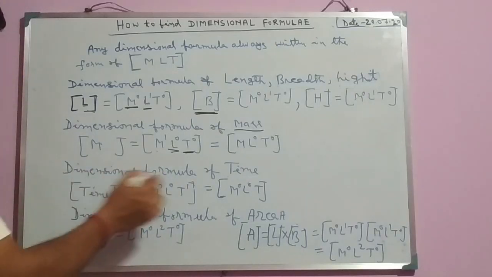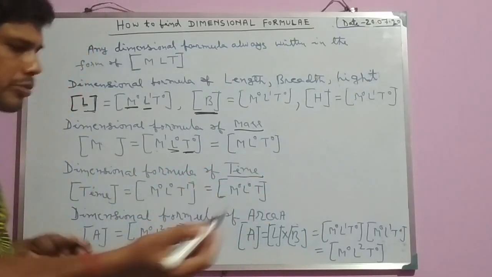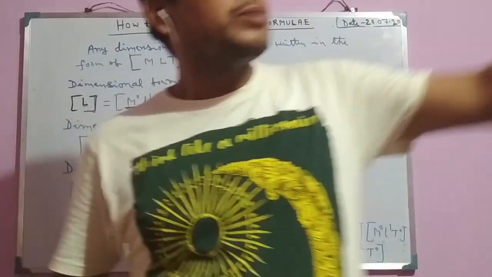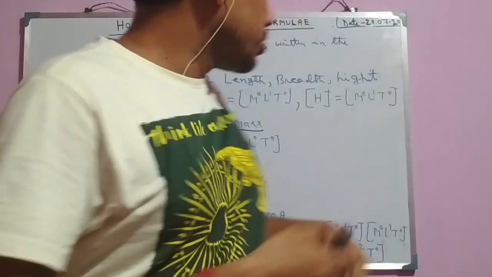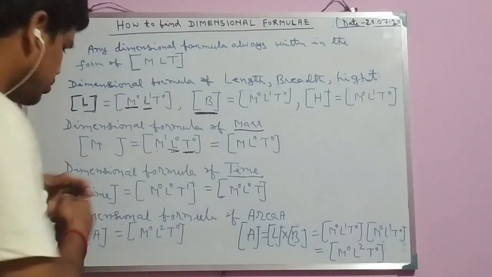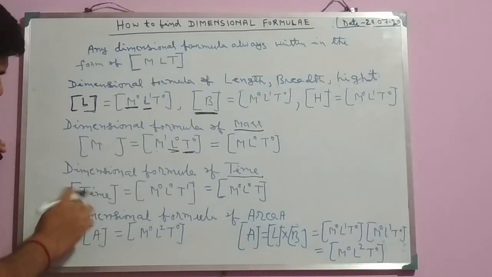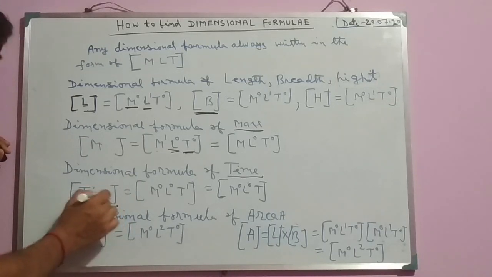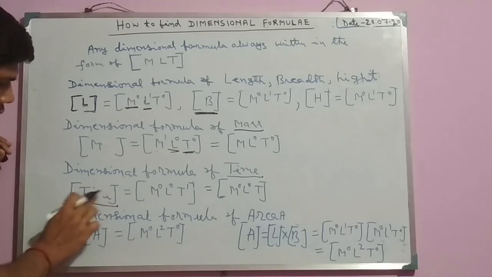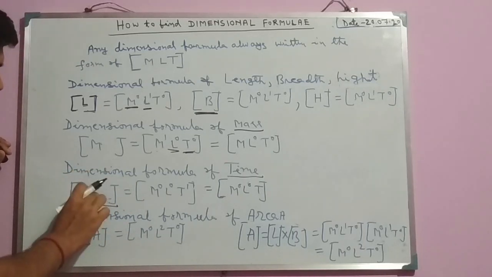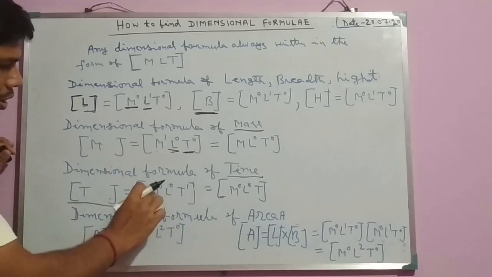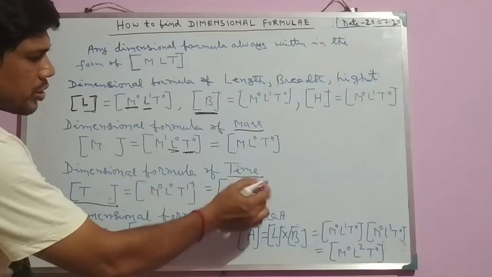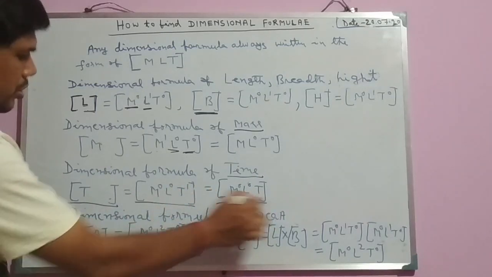Okay, now what is the dimension for time? Similarly, time does not depend on the mass of an object, and it also does not depend on length. So you read it as the dimensional formula of time, [T]. You can write only T also, no problem. So the dimensional formula of time is equal to, within third brackets, M to the power 0, L to the power 0, T to the power 1, or M to the power 0, L to the power 0, T. So this is the dimensional formula of time.